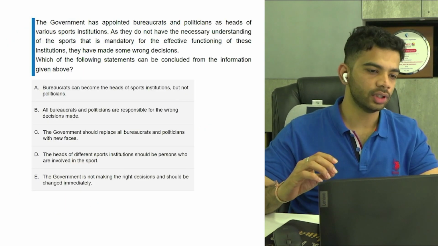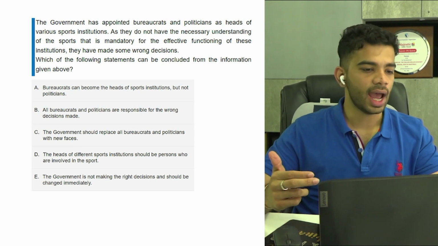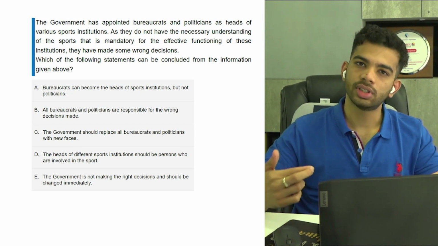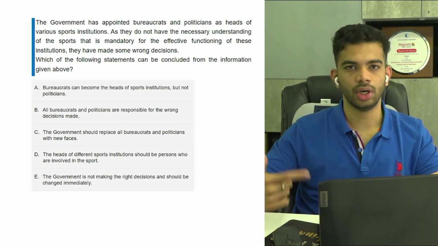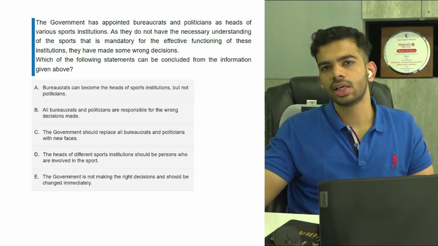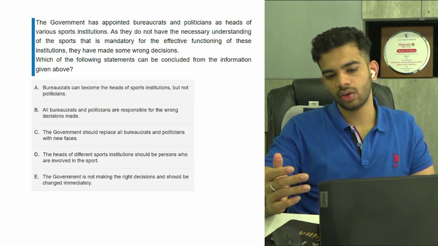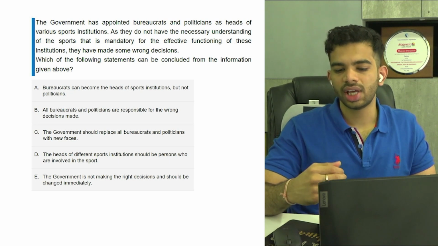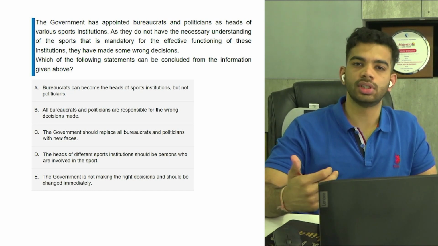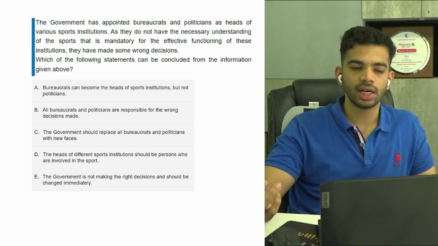To start off, the first is a question that I've picked up from the NMAT official mocks. Take a gander at this question, pause this video, and let's start once you are done with this. So, what is this argument discussing? A summary of this argument is that because of the lack of necessary understanding of sports, bureaucrats and politicians have made some wrong decisions as heads of sports institutions. And when you look at this argument, it is a fairly straightforward argument.